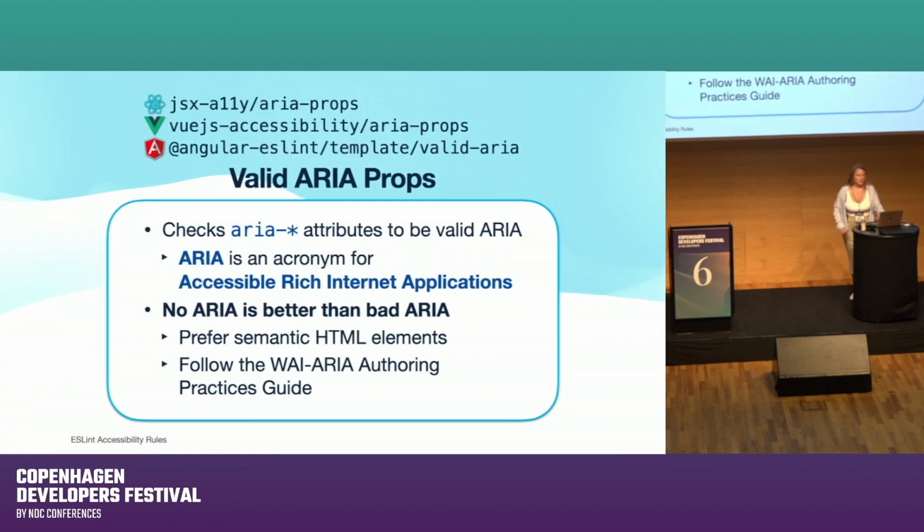Speaking of the accessibility API, next up are a few of the rules that concern ARIA roles and attributes. ARIA is an acronym for Accessible Rich Internet Applications. The purpose of ARIA is to provide information to screen readers and other assistive technologies. The first rule of ARIA is that no ARIA is better than bad ARIA.